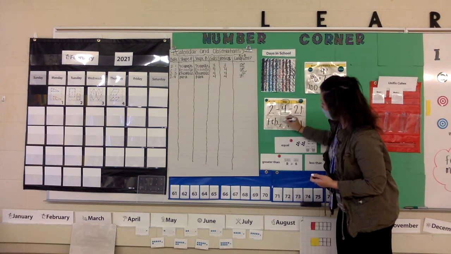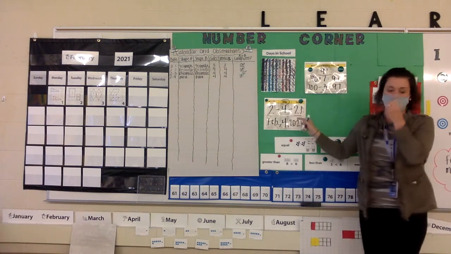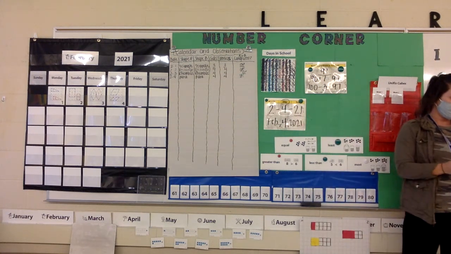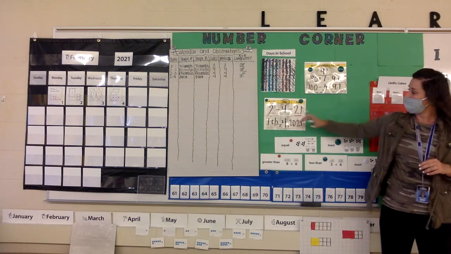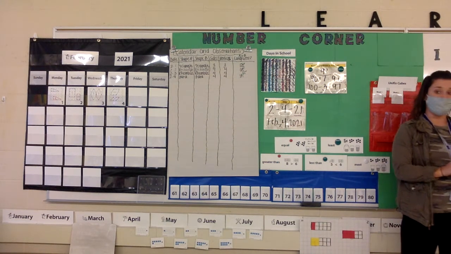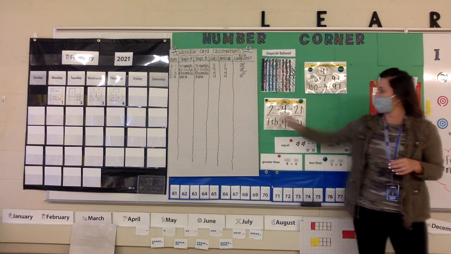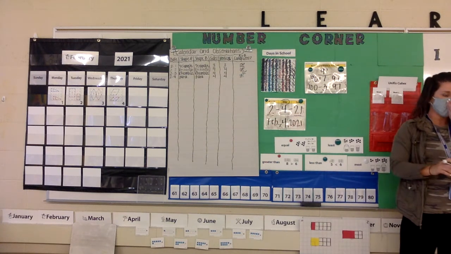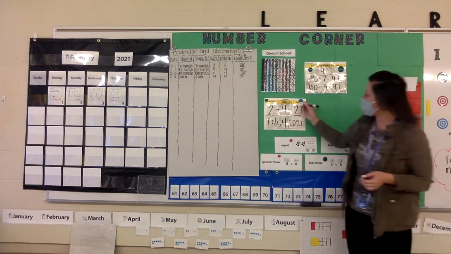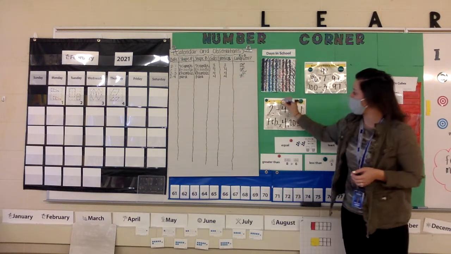Why am I keeping 21 on my date here? Why am I keeping that the same? Because the year hasn't changed yet. The year is still 2021. Why am I keeping the 2 here? Daniel. Because the month hasn't changed. The month hasn't changed. The only thing that changes every day is our day.